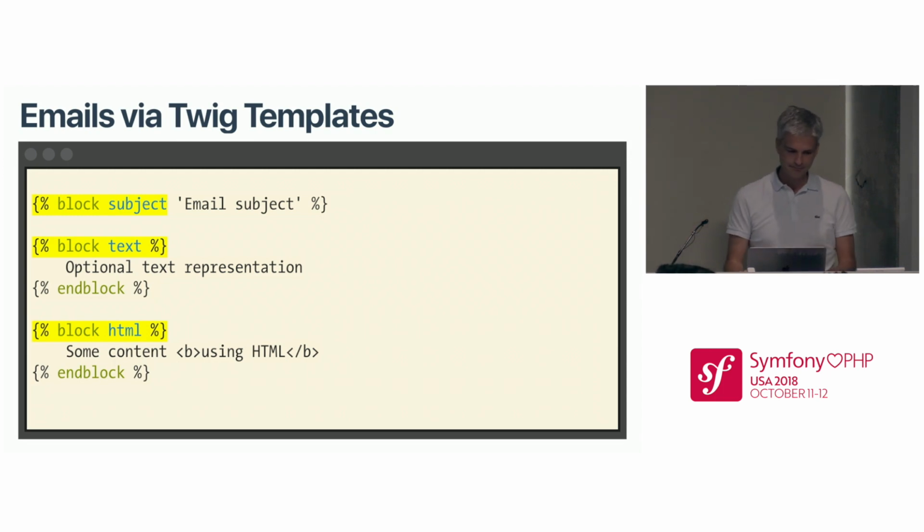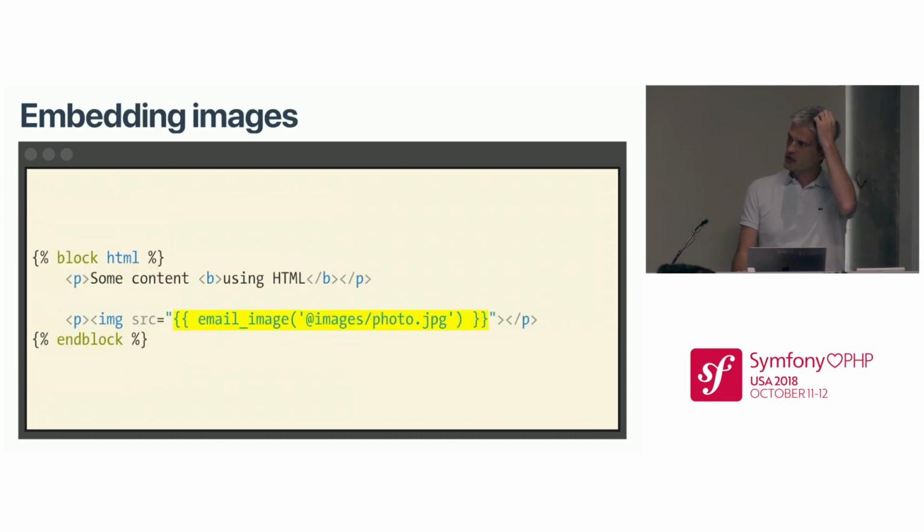If you want to embed an image, there is a function for that. So you can say email image, and then the image is going to be embedded directly into the message, right? Embedded means that it's not an attachment anymore. I mean, it's an attachment, but it doesn't look like an attachment in the client, right?